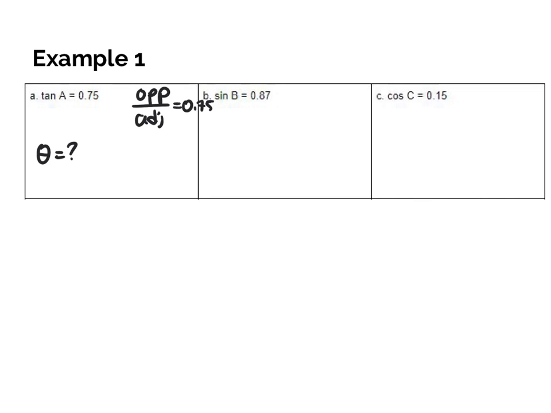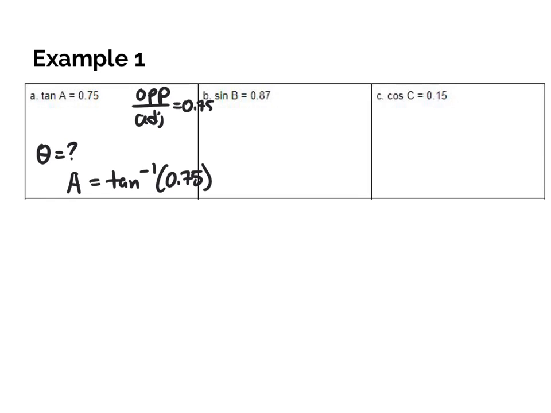So to do this, to find the angle A, all I'm going to do is take the inverse tangent, so tangent with that -1, of that decimal of 0.75. And all I have to do is plug that into the calculator. Now, on your calculators, depending on if you're using a calculator or using that Desmos app, and I'm going to show you guys how to work with that.